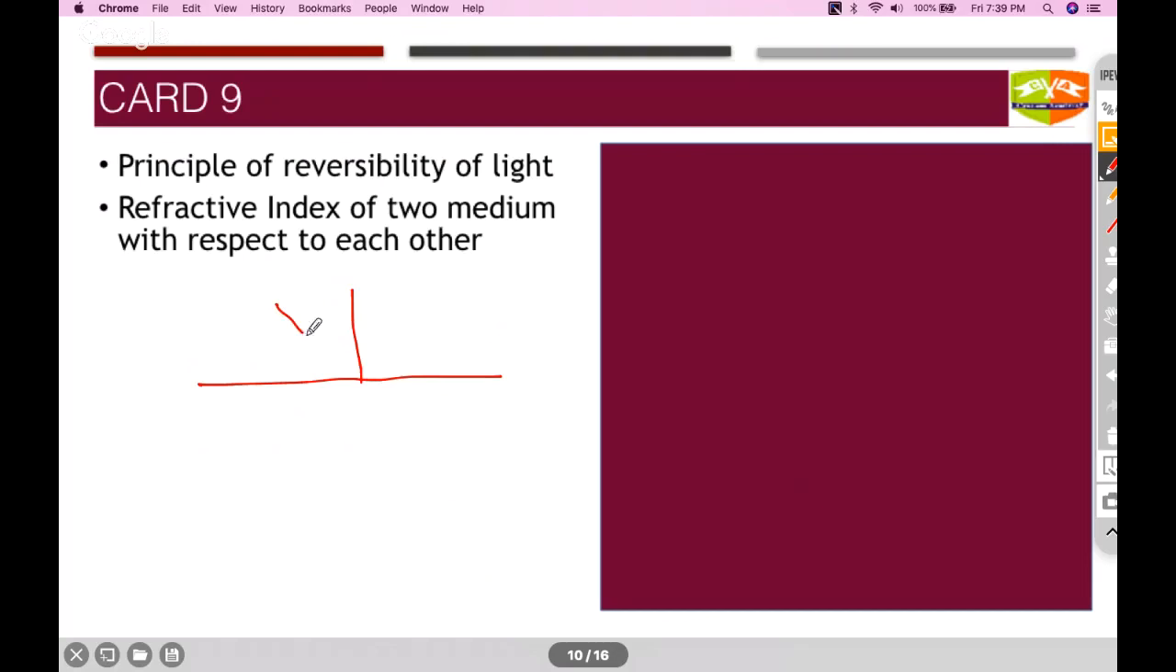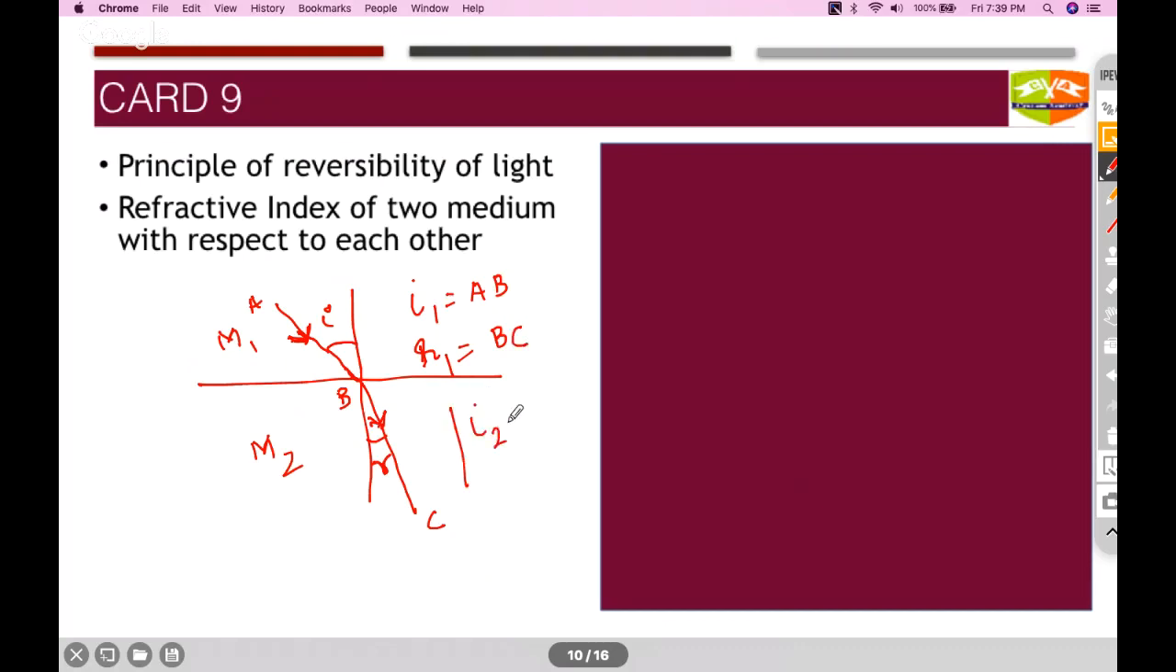this is a medium, and from here the incident ray is coming, and this is I, and suppose this is R. So the principle of reversibility means, by explaining it, if it is coming from this side, suppose medium 1 and medium 2, the incident ray in medium 1 is I1 equal to AB, and the refracted ray R1 is equal to BC. So the principle of reversibility says that if the incident ray becomes BC, then the refracted ray will become AB. So if light goes from this direction, it will come out in this direction. So this is the principle of reversibility.